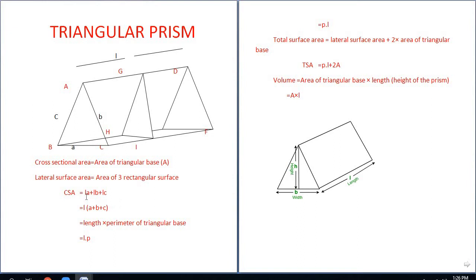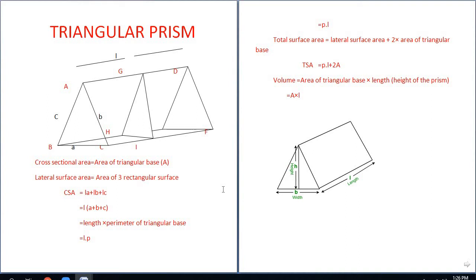That means L into A, this is the length L, AD is the length L, into A, L into B plus L into C. We get the formula length into perimeter of the triangular base. That means perimeter into length is the formula to calculate the curved surface area or lateral surface area of a triangular prism. Now, let us move to total surface area.